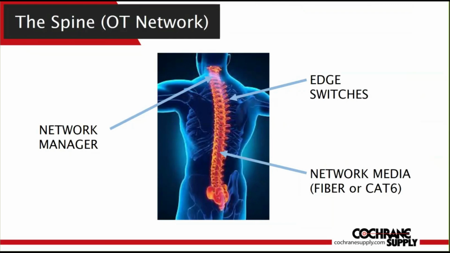And then you need some type of media to connect those edge switches and get everything back to your front end. So now we're talking about either fiber. Most solutions have either fiber or Cat6. That's how we pass data when we're talking about IP devices or IP networks.